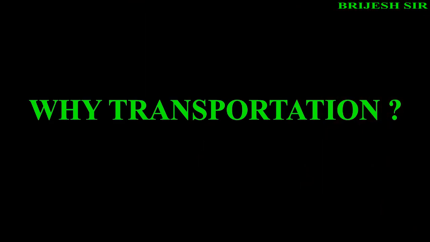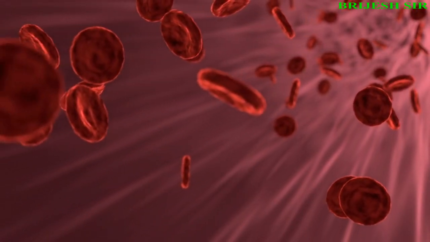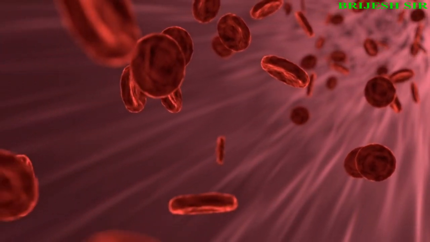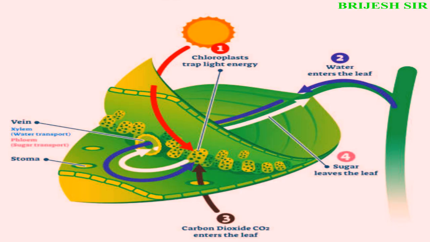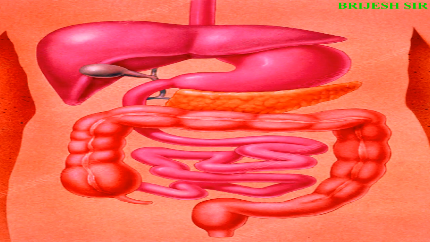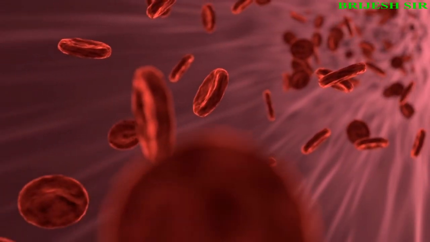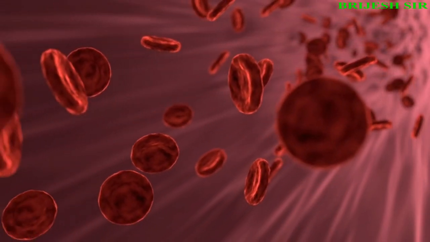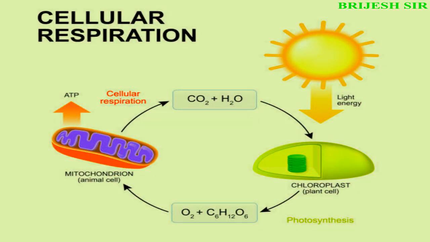Why is transportation necessary? Let's look at some examples. Food is available in specific places like leaves in plants or the alimentary canal in animals. But every living cell needs food to get energy and materials. So food has to be transported to every cell.